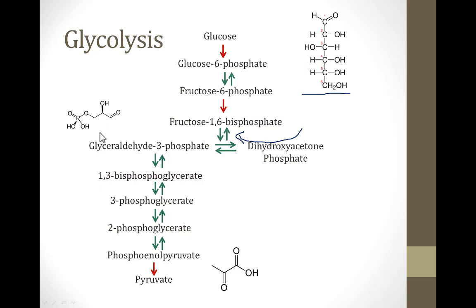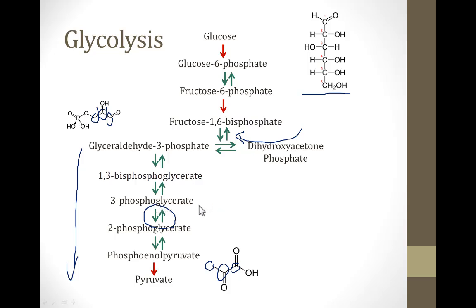This is the structure of glyceraldehyde 3-phosphate on the screen here, and you can see that it only has 3 carbons in comparison to glucose, which has 6. The remainder of the reactions involve 3-carbon structures, and the sequence finishes with pyruvate, which is a 3-carbon structure, as I've shown on the screen right here. Another key point to recognize is that most of these reactions are reversible, and thus I've shown them as 2 green arrows going in both directions.